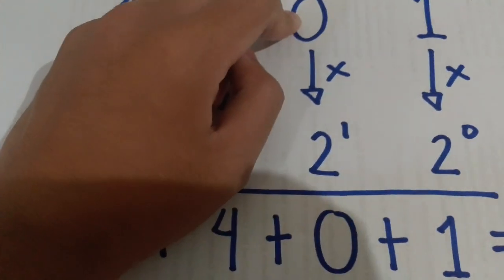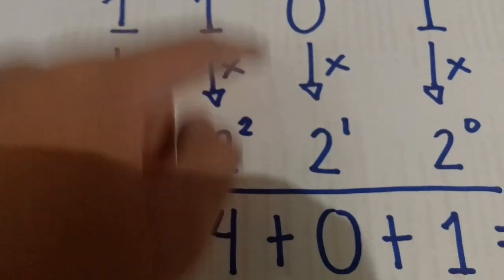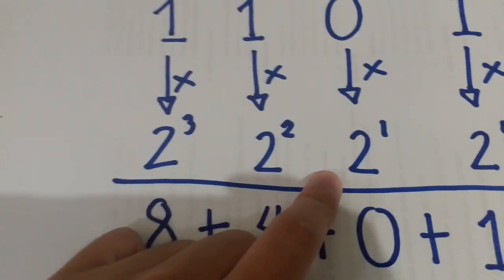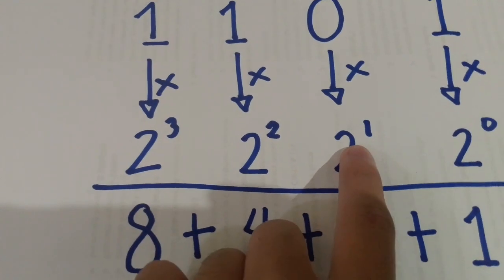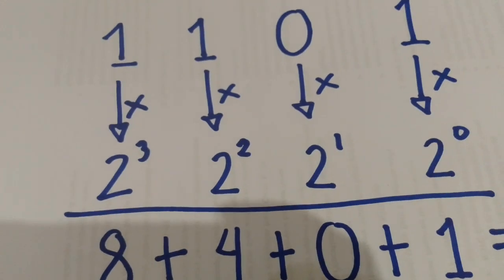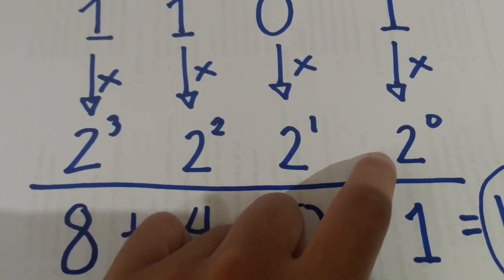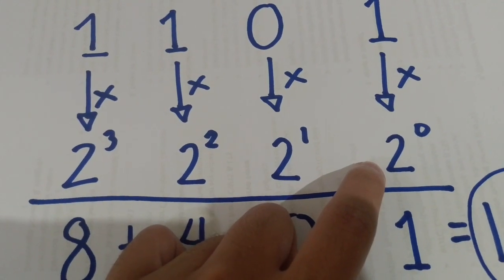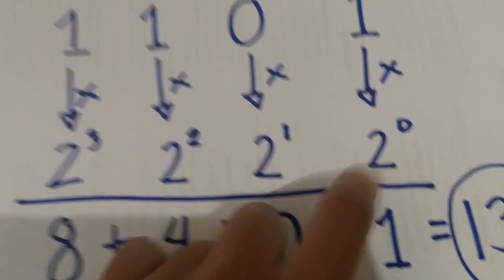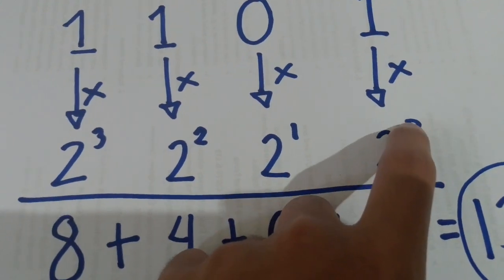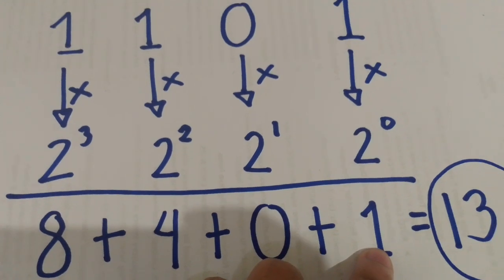Now, moving on, we're gonna have to multiply 0 by 2 to the power of 1. Of course, 0 times 2 equals 0. It's still 0. And 1 times 2 to the power of 0 equals 1. And you may ask, why is the answer 1? Because anything to the power of 0 equals 1. That's how we got it.